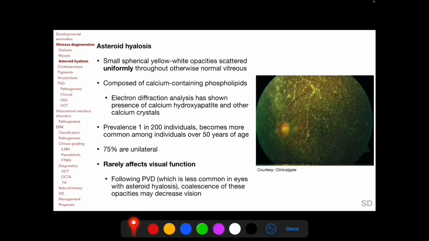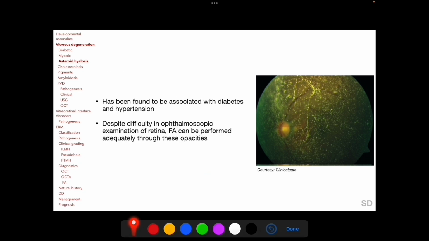50 years of age. Most of the presentations of asteroid hyalosis are unilateral, and what is most important is, despite its clinical appearance, asteroid hyalosis rarely affects visual function, which is very important to remember. Some studies have found association of asteroid hyalosis with diabetes and hypertension, and despite difficulty in ophthalmoscopic examination of retina in eyes with asteroid hyalosis, fluorescein angiography can be performed adequately through these opacities.